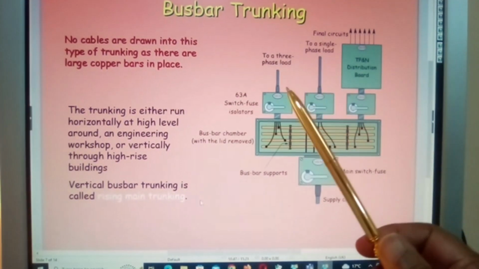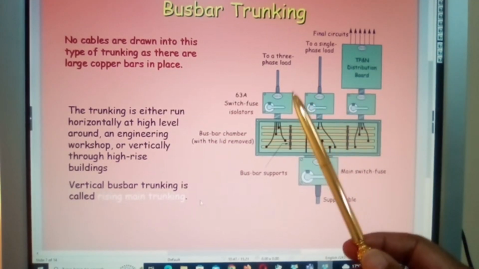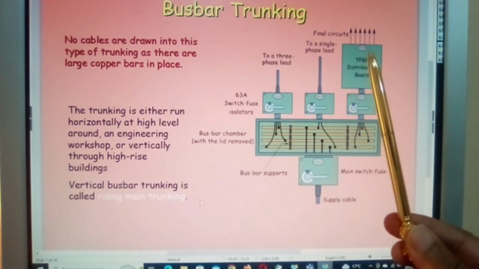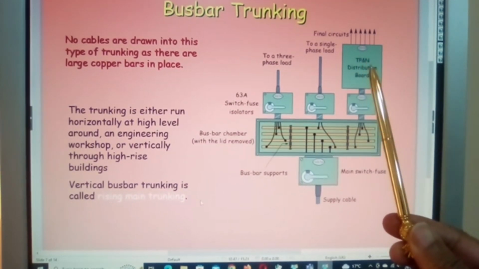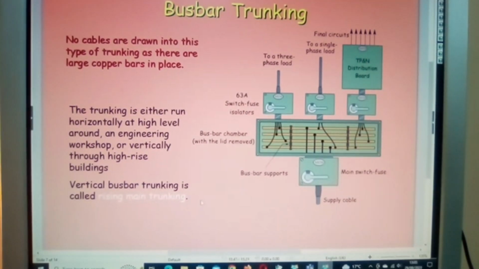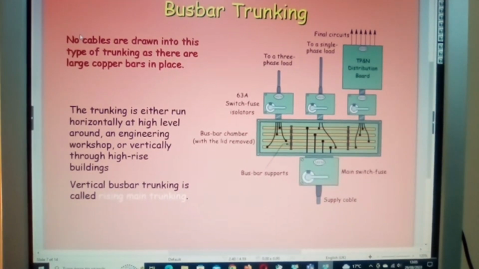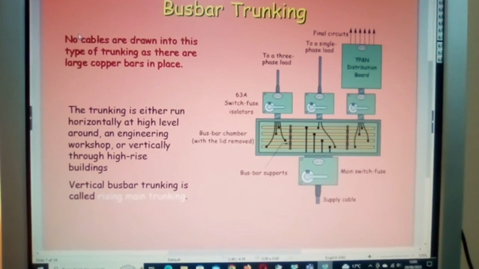Now remember, these isolators here will isolate your distribution board units from wherever. But remember, you have a triple pole and neutral system here, and that's what you'll be looking to feed your main distribution board units.